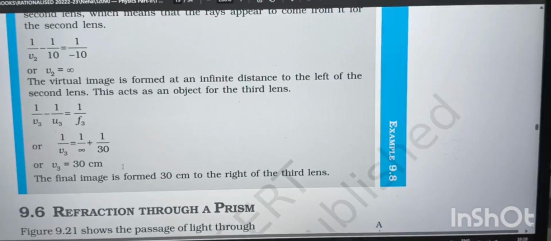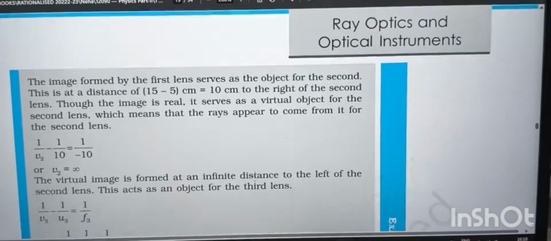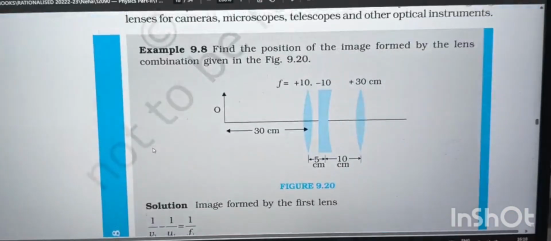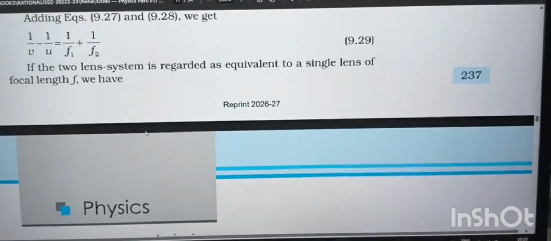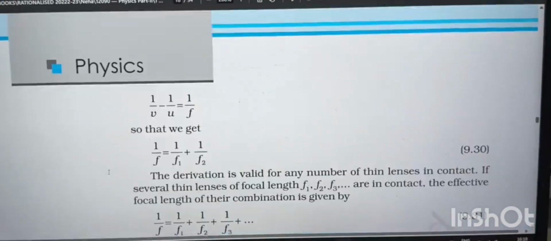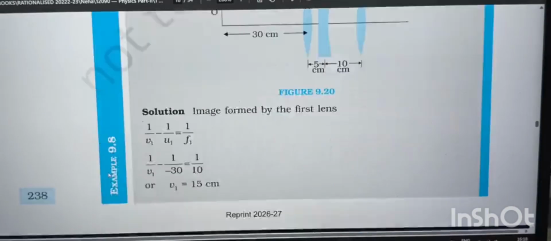So where is the final image formed? 30 centimeters to the right of the third lens. So please understand the derivations properly so that you can use them in the numericals as well. Only if you understand how this formula came in this manner, how that image is becoming the object for the second lens, like that, then numericals will also be easier to solve.